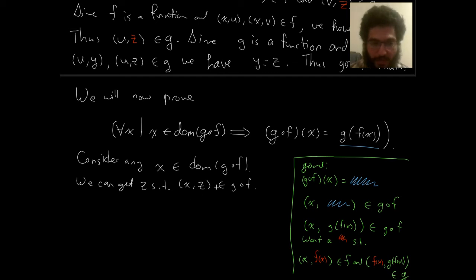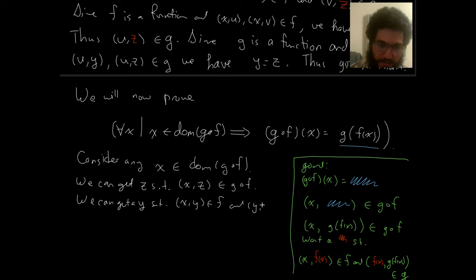Okay, anyway, this is in the composite. This can be unpacked, right? So that means there exists a middleman. So we can get, or there is a middleman, let's call it y, such that that's in f, and this is in g.